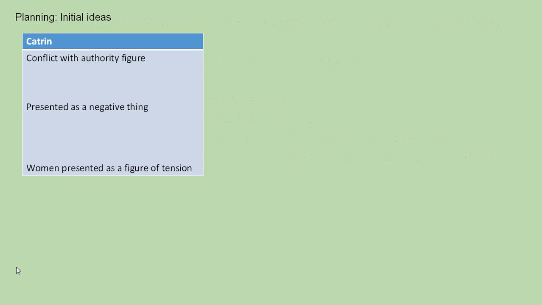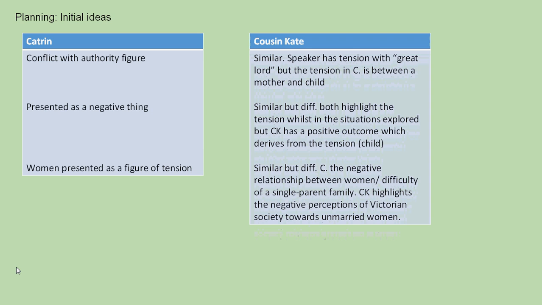Now, I've written down four or five ideas for the poem Catherine, and then I've noted down my three best points. So I've said Catherine, a conflict, so tension is created with the conflict with an authority figure. It's presented as a negative thing, and women presented as a figure of tension. I then thought about which poem I could use, and I thought, well, actually, Cousin Kate works quite nicely with this. And you can see I've gone across, and next to each point I've said, right, conflict with authority figure, similar. The speaker has tension with the great lord, but the tension in Catherine is between a mother and child, so there's a comparison.